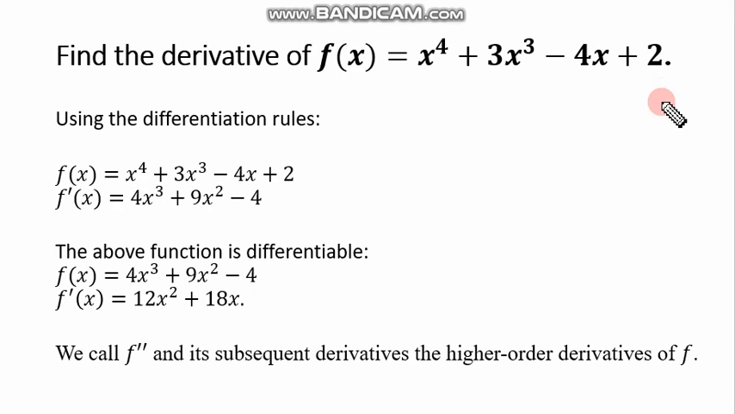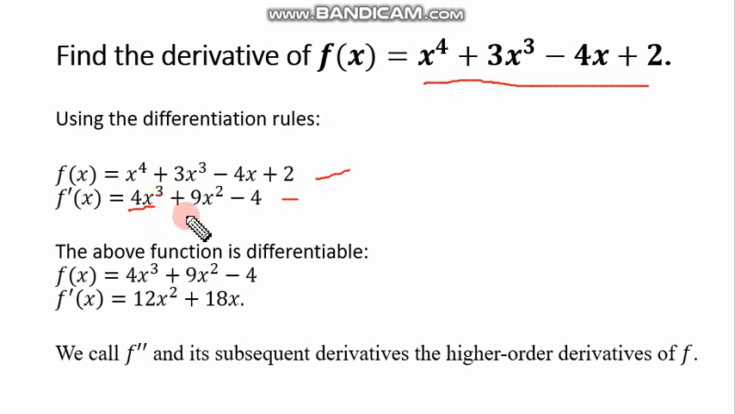Okay, so for example, we will find the derivative of f of x equal to x raised to the fourth plus 3x cubed minus 4x plus 2. So using the differentiation rules, we can get the derivative of the function, which is 4x cubed, because 4 times 1 is equal to 4 and 4 minus 1 is equal to 3.